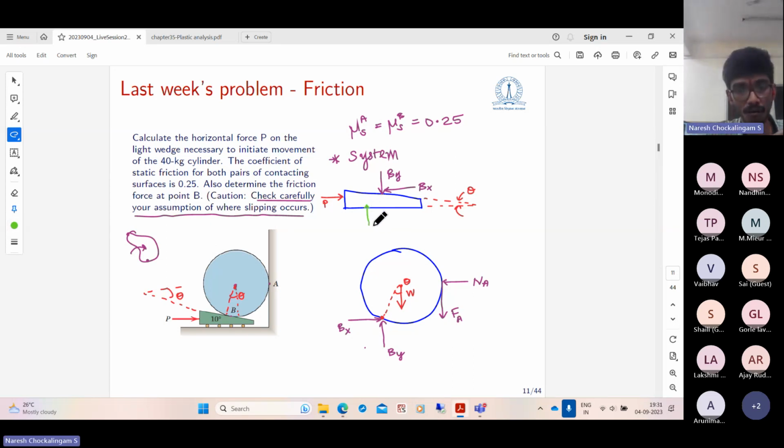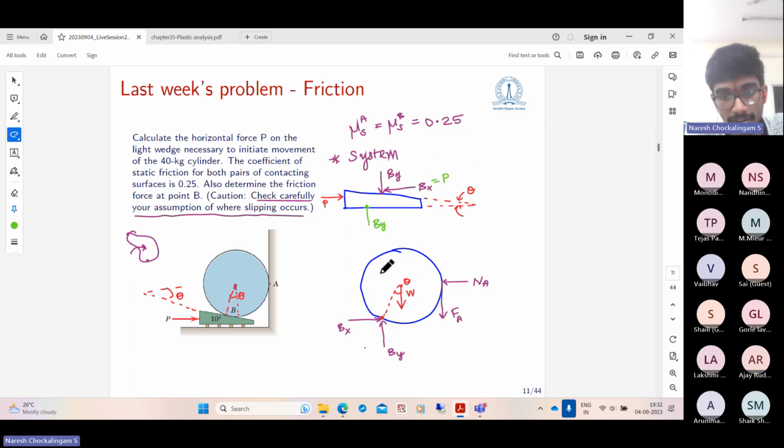So what is its magnitude equal to? Can you quickly look at the wedge and tell what the normal force coming from the ground will be equal to? By, sir. Yes, it will be By. Which means what is Bx? Just for sigma Fx equal to 0, this is nothing but P.